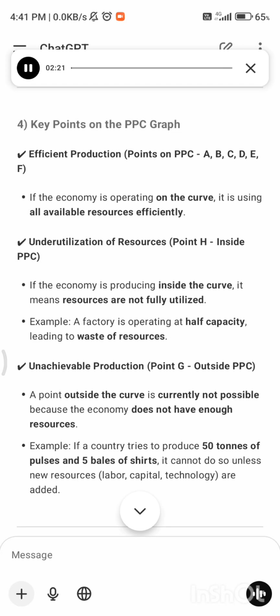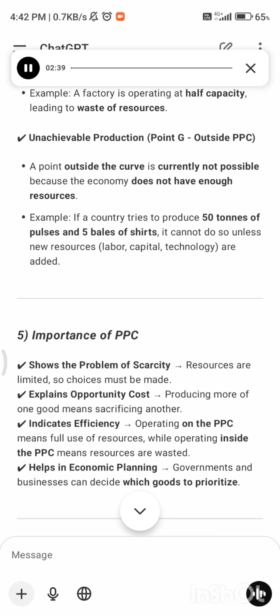Unachievable production, point G outside PPC. A point outside the curve is currently not possible because the economy does not have enough resources. Example, if a country tries to produce 50 tons of pulses and 5 bales of shirts, it cannot do so unless new resources, labor, capital, or technology, are added.